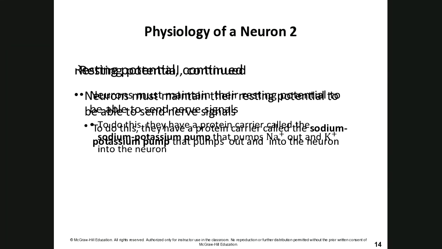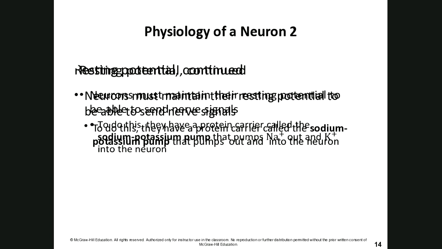So more resting potentials. Neurons have to maintain this resting potential in order to send nerve signals. So you have to be down at negative 70 millivolts in order to generate an action potential. Action potentials happen at positive 30 millivolts. So in order to get to positive 30, you need to be negative first, right? Or you have to be less than at least positive 30. So that's why we need this negative resting potential. In order to go from a negative number to a positive number, there are protein carriers that do this.